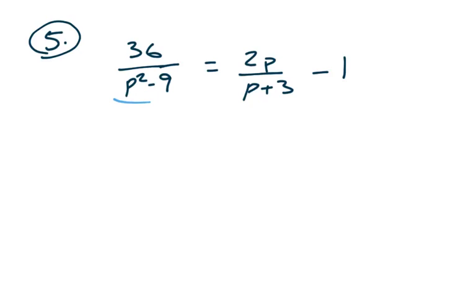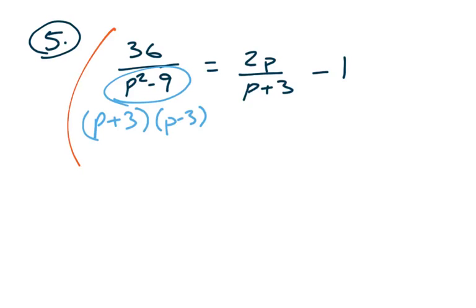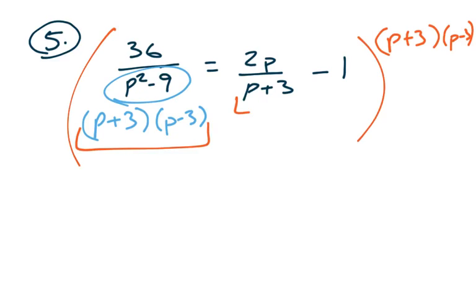Alright, here we have more of the same. Hopefully at this point you realize p squared minus 9 breaks down to p plus 3 times p minus 3. That's the difference of squares. So when I multiply through, I'm going to multiply by p plus 3 times p minus 3, because that will get rid of both of these denominators. It will get rid of p plus 3, and I'll have p plus 3 times p minus 3 on the far right, but that's okay.